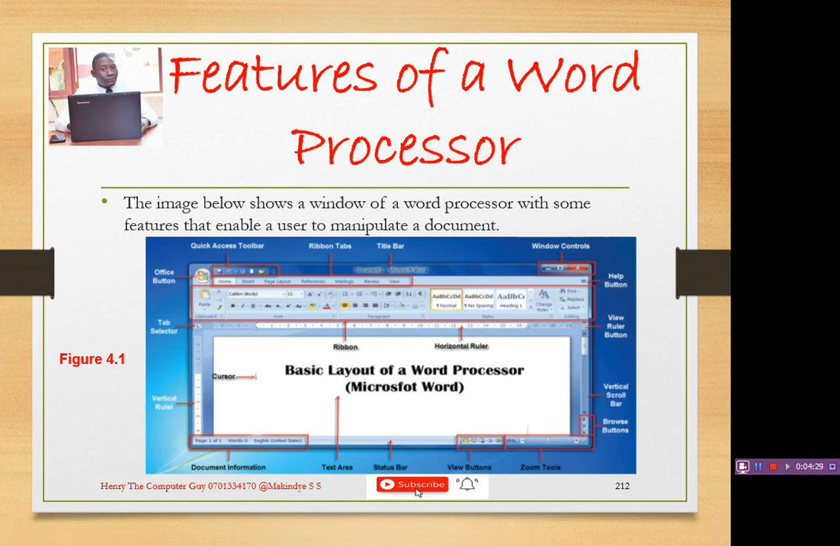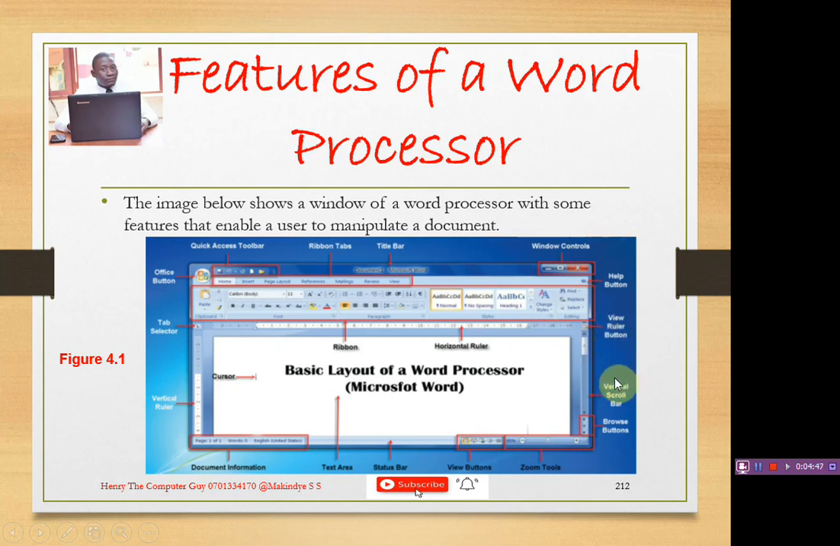Then down here we have what we call the view ruler. For example, we are seeing a ruler here and it is named the horizontal ruler. If you actually want to view it, you can click here, and if you want to hide it because you don't want to see it, you can use the view ruler button.